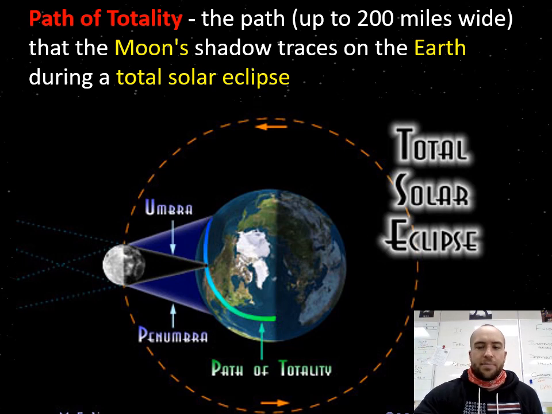Another eclipse vocabulary word is the path of totality. You guys remember the eclipse from 2017. The path of totality is the shadow that the moon casts on the Earth. We saw a partial solar eclipse, so we did not see the moon fully block the sun. But the path of totality is the shadow that the moon traces on Earth. And please fill in the note above.